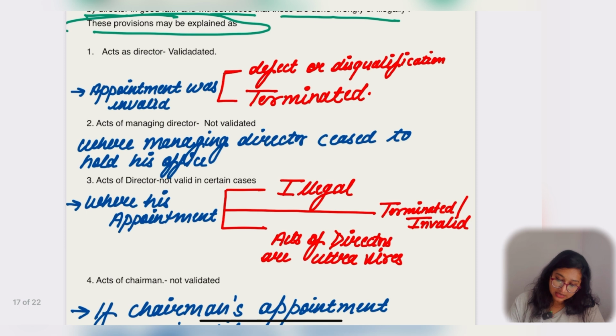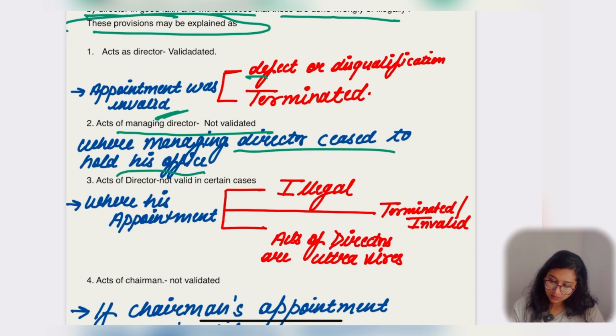Act as director is validated. Now what is this? If the appointment was invalid, what is the meaning of invalid? The director's appointment was disqualified, remember, or he has made a default, or due to some reason the termination of the director happens. In that case, his appointment will not be valid. Second, act of managing director not validated. When the managing director ceases to hold his office, whatever the duties performed by him will not be valid, the decision making by him will not be valid.